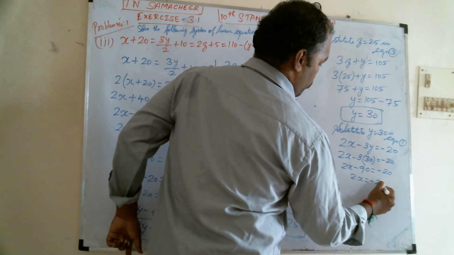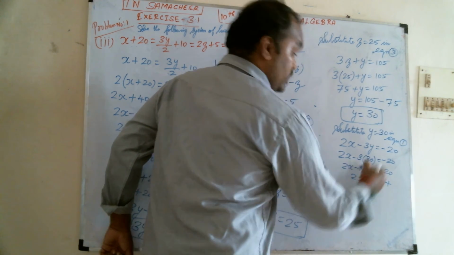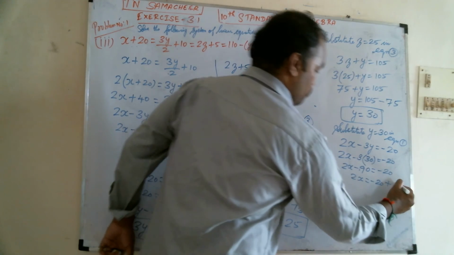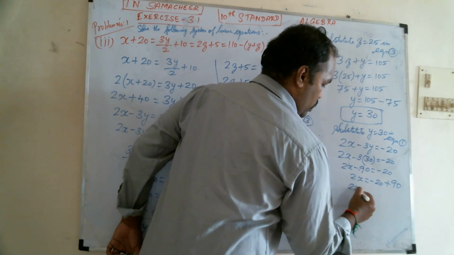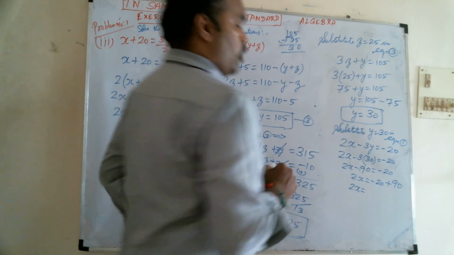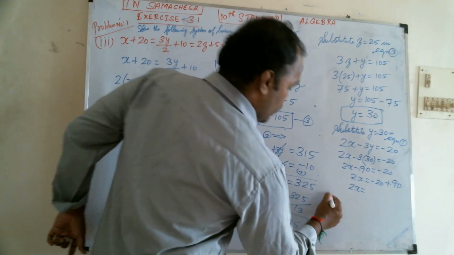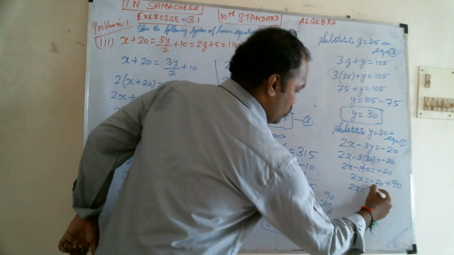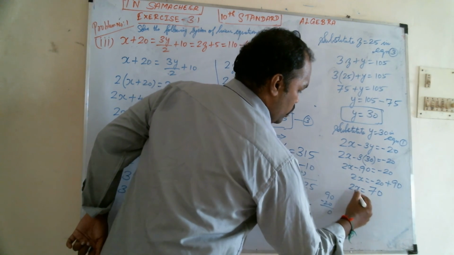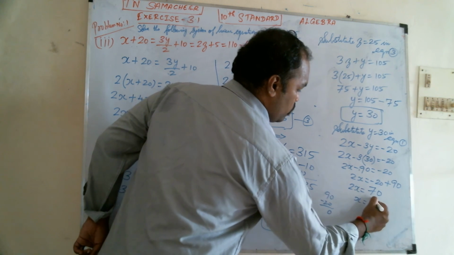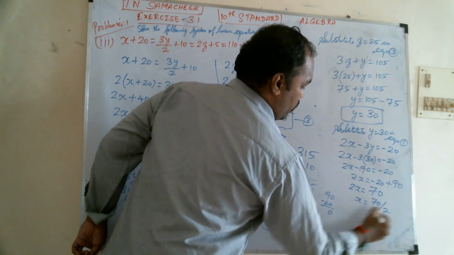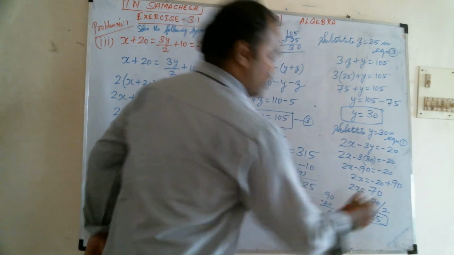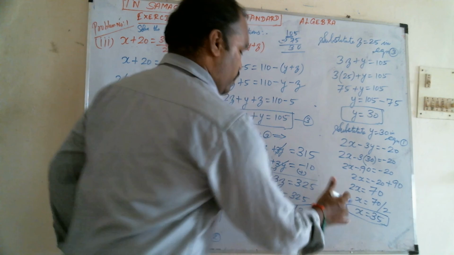2x equal to minus 20. Minus 90, if it moves to the right side, what will it become? Plus 90. 90 minus 20 is how much? 90 minus 20 is 0 minus 0, 0. 9 minus 2, 7. So how are we going to find out the x value? X equal to 70 divided by 2. X equal to, if you divide 70 by 2, 35 will come.